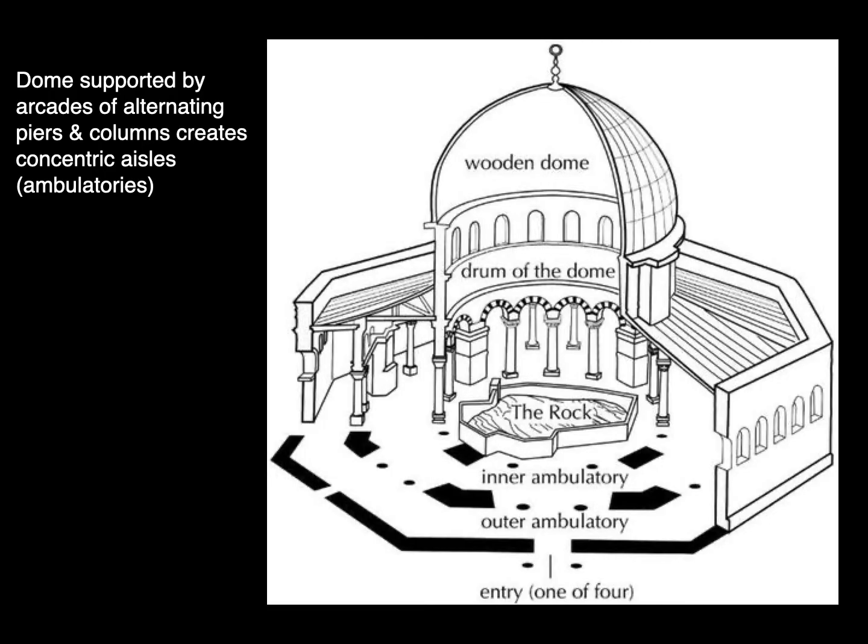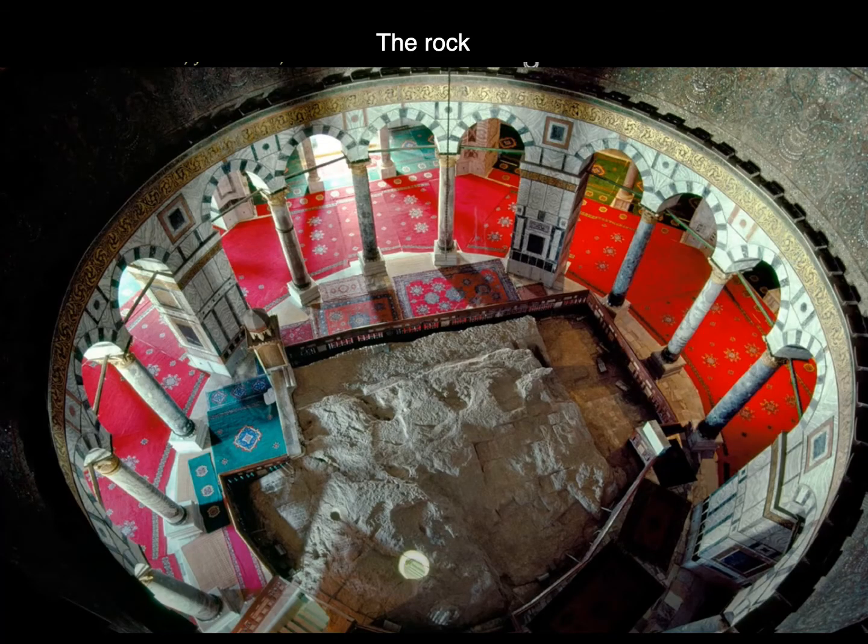The dome is supported by arcades of alternating piers and columns and creates concentric aisles known as ambulatories. This allows someone to walk around like we saw with the Kaaba, where one will circumambulate and then kneel and pray near the relic. At the center, below the dome, is the rocky outcropping later associated with Adam, Abraham, and Muhammad, the rock.